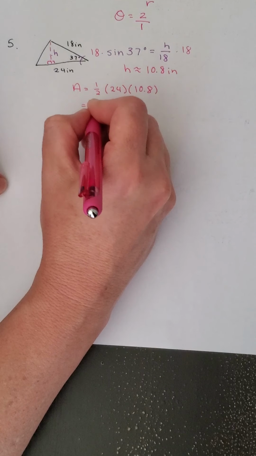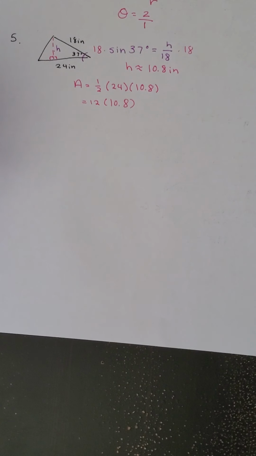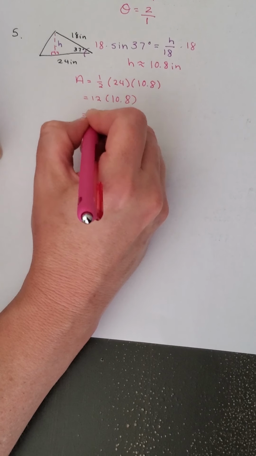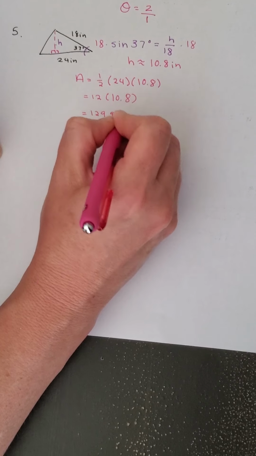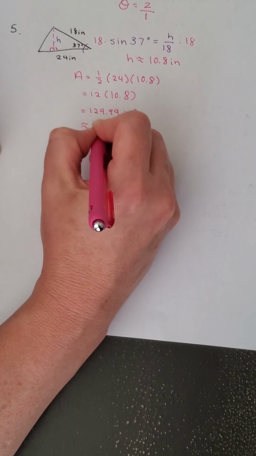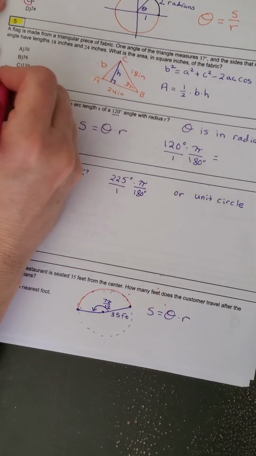You have to have the perpendicular height and base. So that would be 12 times 10.8. So times 12 is 129.99 inches squared, which is about 130. And so our answer would be C.